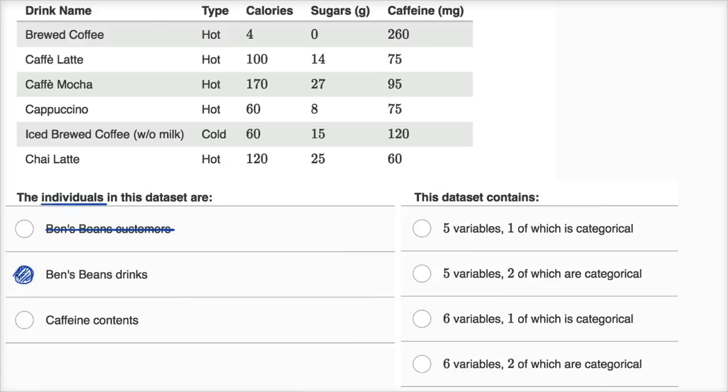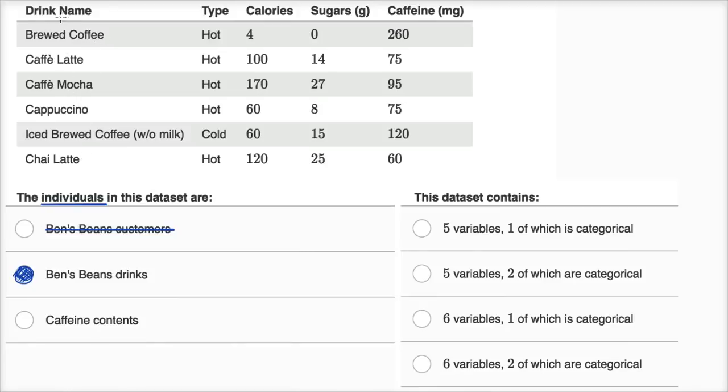In statistical language, the individuals could refer to things. What are the things represented in that data set? And then we're asked how many variables the data set contains and whether or not they're categorical. So first, what's a variable? Well, the variables are the things that are different about these different entries, about these different individuals that this data set tells us about.